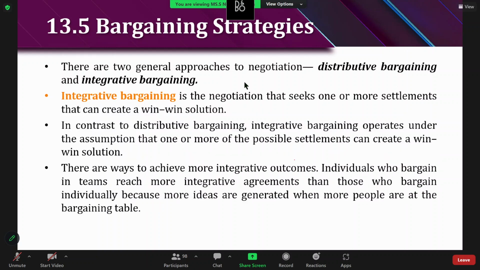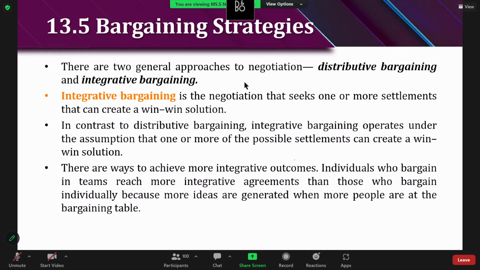Okay. So the second kind of bargaining or negotiation is integrative bargaining. Here the negotiation seeks one or more settlements that can create a win-win solution. So integrative bargaining will lead to a win-win situation. Party A gets something and party B gets something, but it is not at the expense of the other party. So here it can lead to one or more than one settlement.